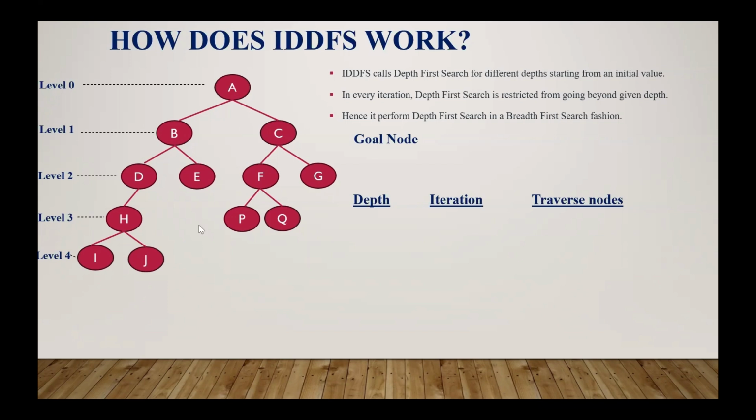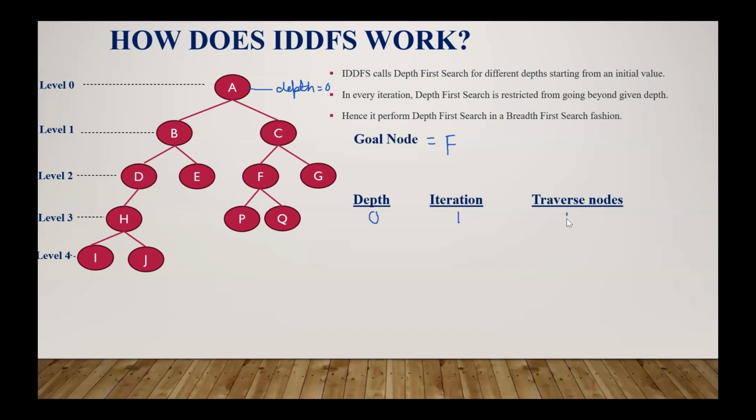Let us understand. First, we have to know what our goal node is. For example, in this case, our goal node is F. Now we start from the first iteration. This is iteration 1, and the depth is 0, because depth is the number of edges from the root node. Here A is the root node and there are no edges, that's why the depth equals 0.